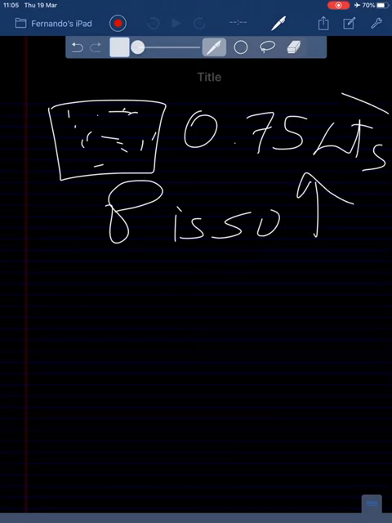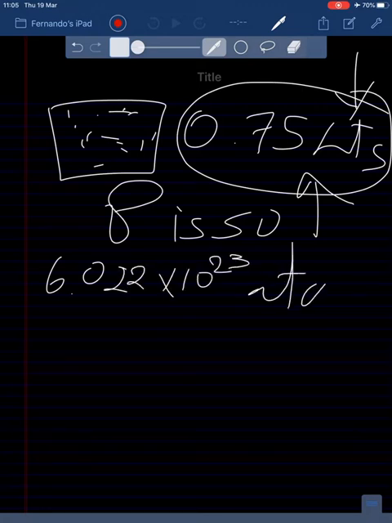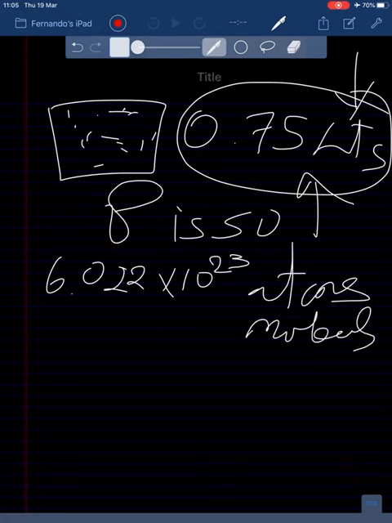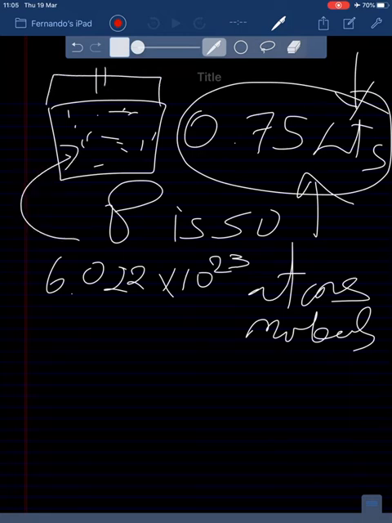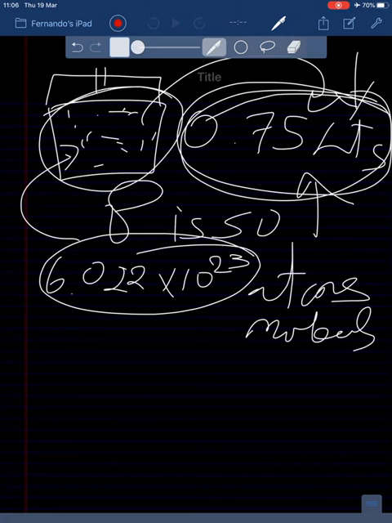Well, the answer for that is that the volume is really small. Remember that a mole is 6.022 times 10 to the 23 atoms or molecules of whatever you are measuring. So imagine that you have this number inside this piston in only 0.75 liters. The problem is that we have a lot of molecules inside a very small space. So hence what you get is a very high pressure.